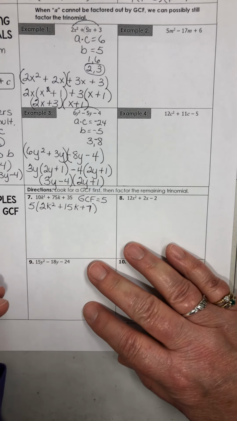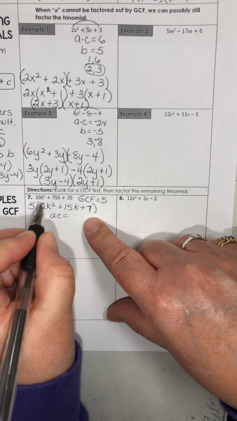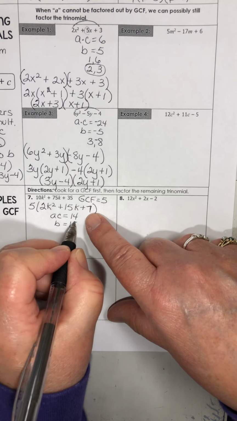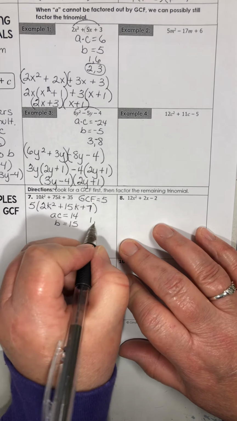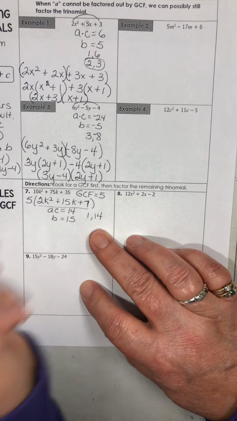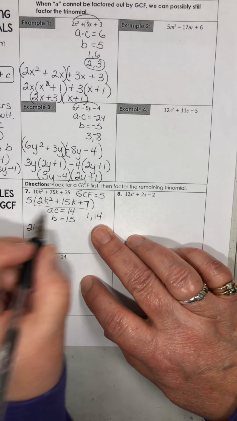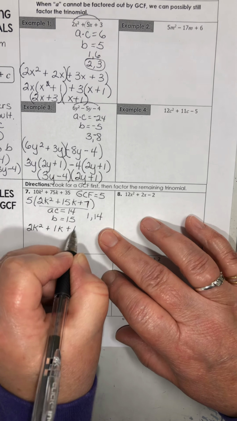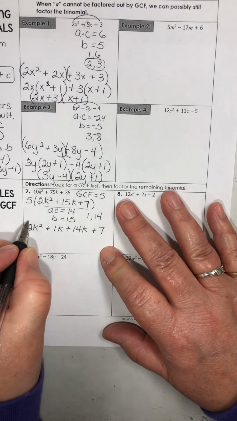All right, so we're looking for two numbers that multiply to a times c, so 2 times 7, that would be 14, and add to b, which is the 15. Okay, so I start with 1 and 14. That sounds pretty good, so let's just try 1 and 14 and see if that works. Okay, so really we're working with this trinomial now. So I am going to factor it, 2k squared, keep the first term, plus 1k, plus 14k, and keep the last term, 7.